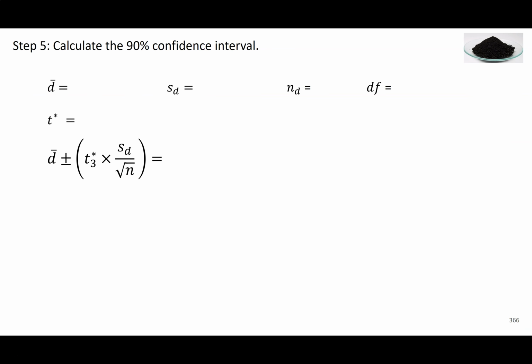Okay, so setting this up: 0.15, 2.353, 0.053. I'm not writing the units right now because I don't know them. My degrees of freedom are 3. So I have everything I need to plug in here.